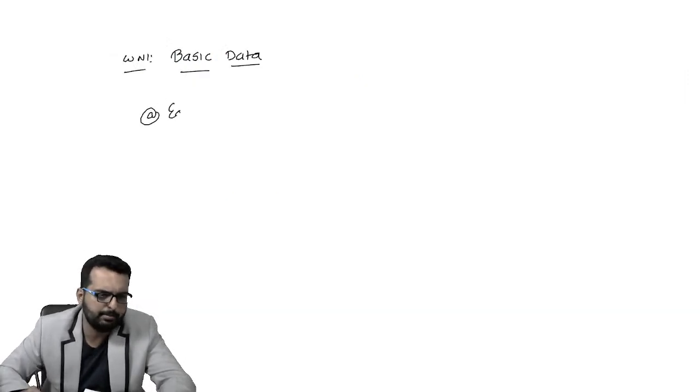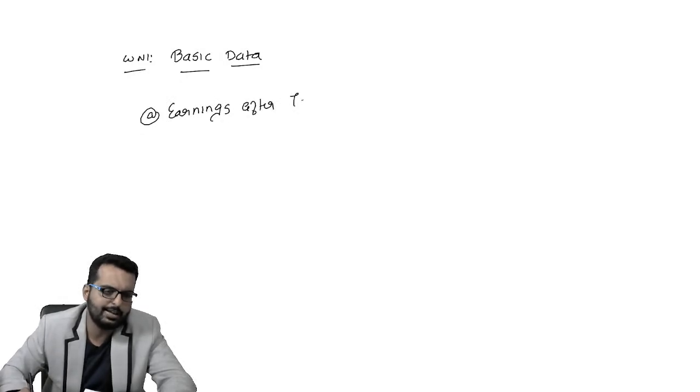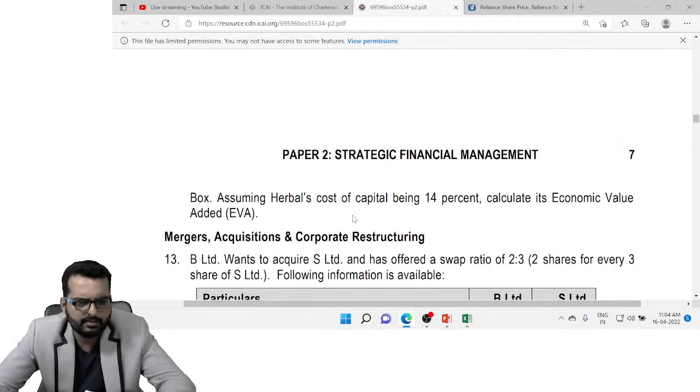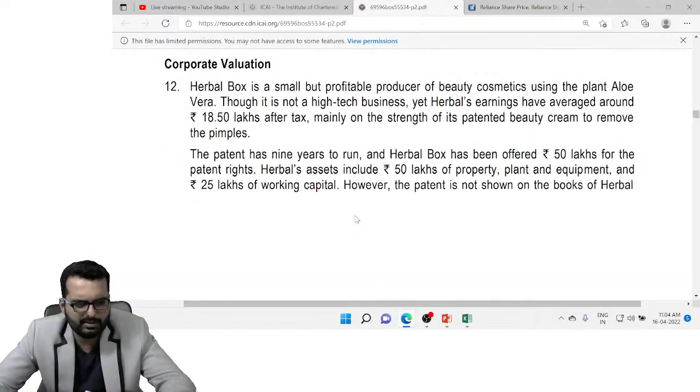So I'll write down point number A. You have got the earnings after tax. How much is that? 18.50 lakhs. All right. Assets include 50 lakhs in property, plant, 25 lakhs in working capital. His patent not shown in the books, okay. He has been offered 50 lakhs for patent rights.